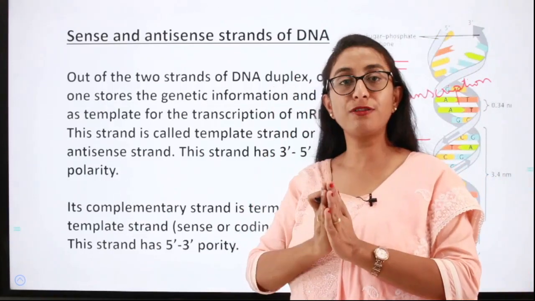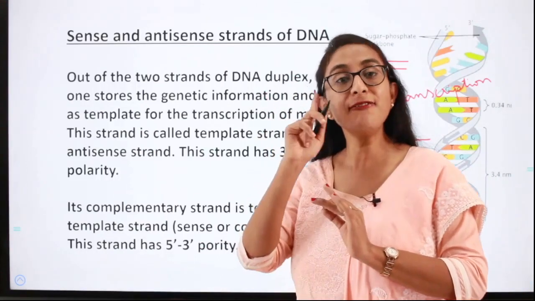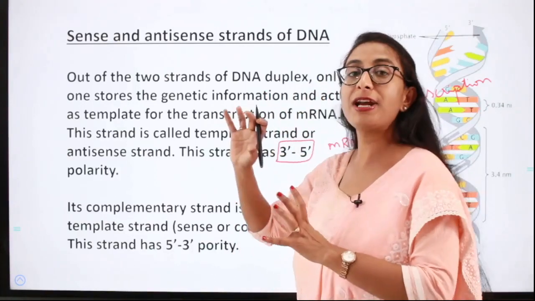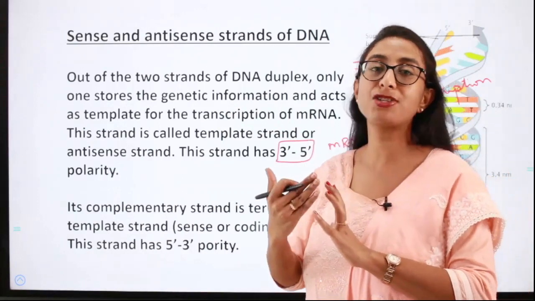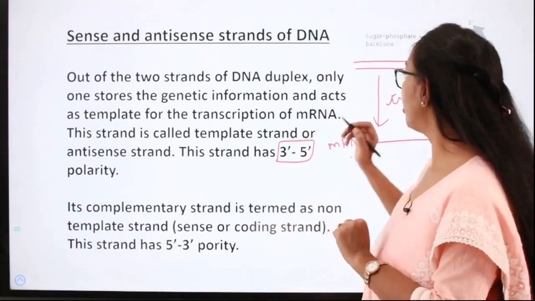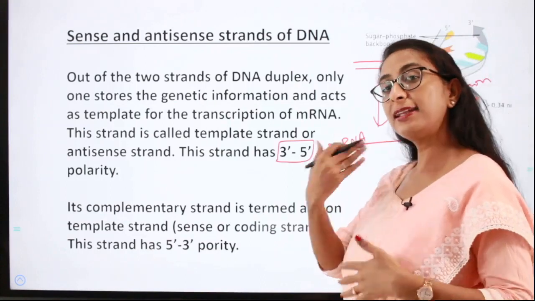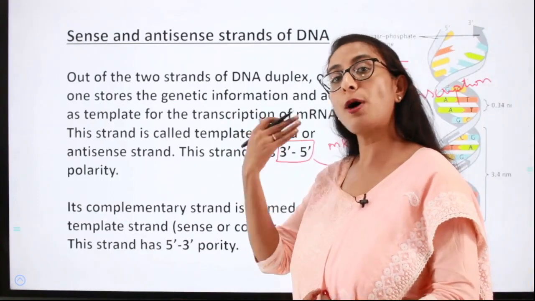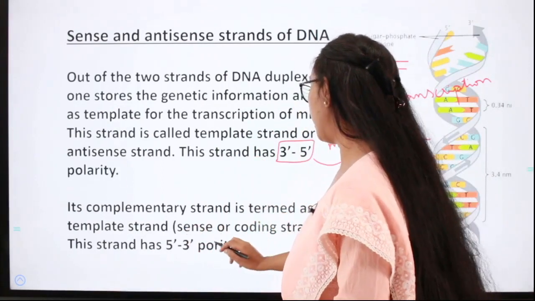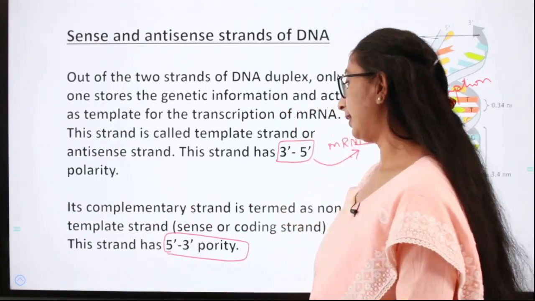So, out of the two strands of DNA, both strands do not contain the genetic information which is supposed to be transcribed. Only one strand, the strand which runs in the 3' to 5' direction, is called the antisense strand of DNA, and it is this strand alone which contains the genetic information, and during transcription only this strand gets transcribed into mRNA. Whereas we have another strand in the double helical structure which is complementary to this antisense strand, and that strand is called the sense strand, and it has a 5' to 3' polarity.